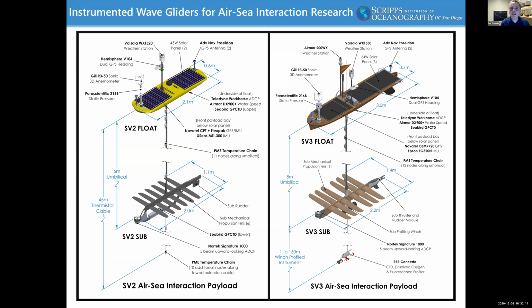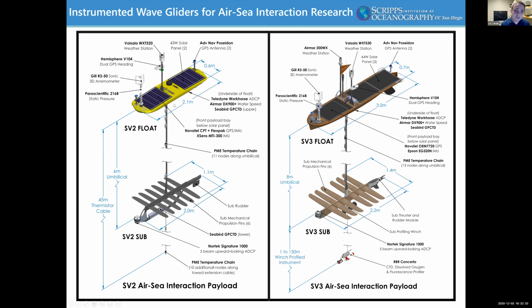So we have 4 wave gliders right now, two yellow SV2 wave gliders and 2 SV3. They are heavily instrumented, especially if you compare to other groups. We do a lot of flux measurements here, sonic anemometer, static pressure, a lot of wave measurement, directional wave spectra, et cetera, and I'll show that in a second.